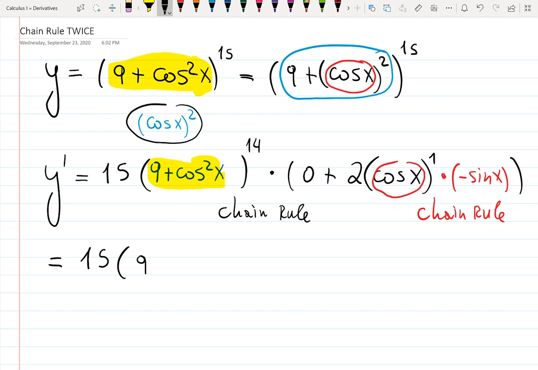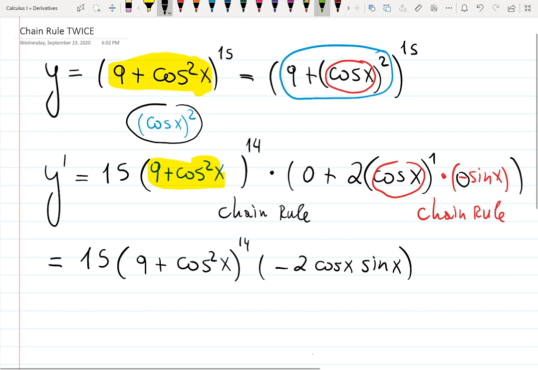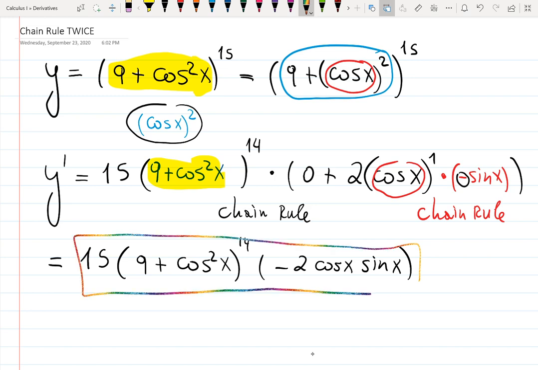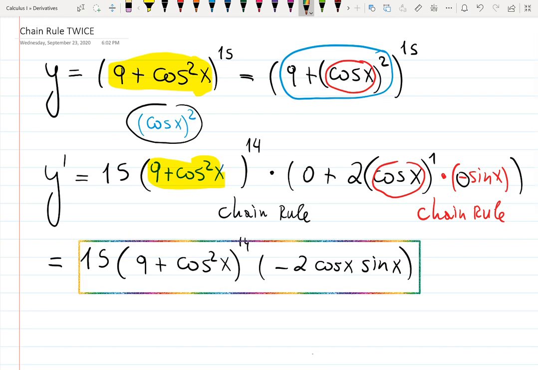15, 9 plus cosine squared x to the 14, then you will have minus, that's because of this minus, I can take it in front, 2 cosine x and sine x, and that is the answer. Derivative of the function where chain rule is hidden inside of another chain rule. So chain rule here is basically nested several times.